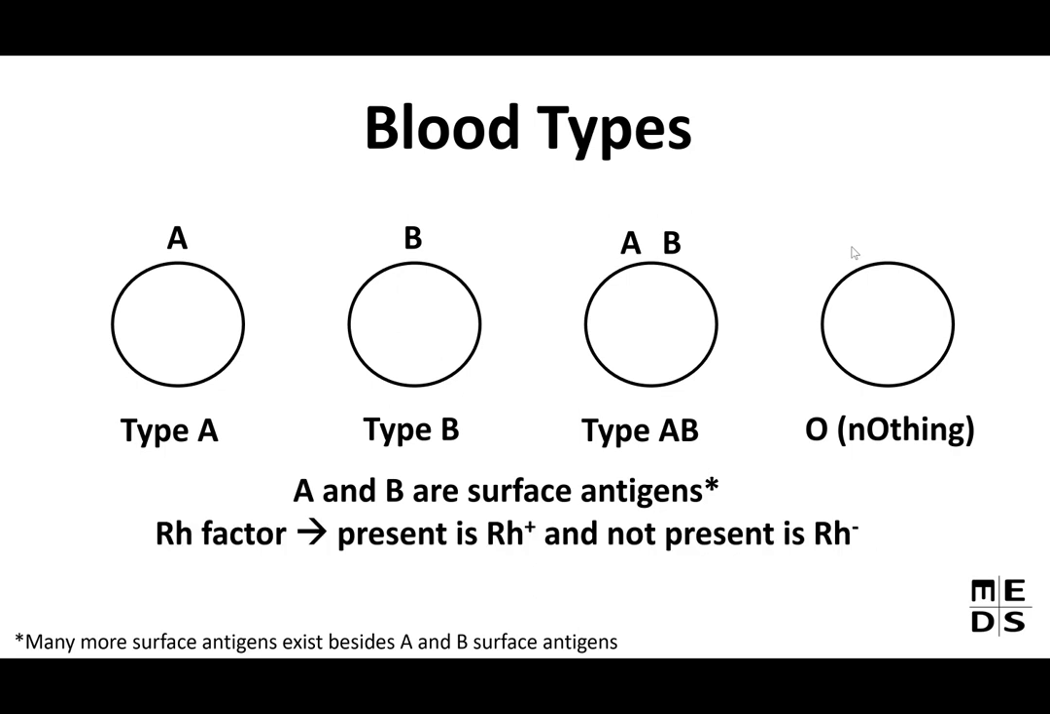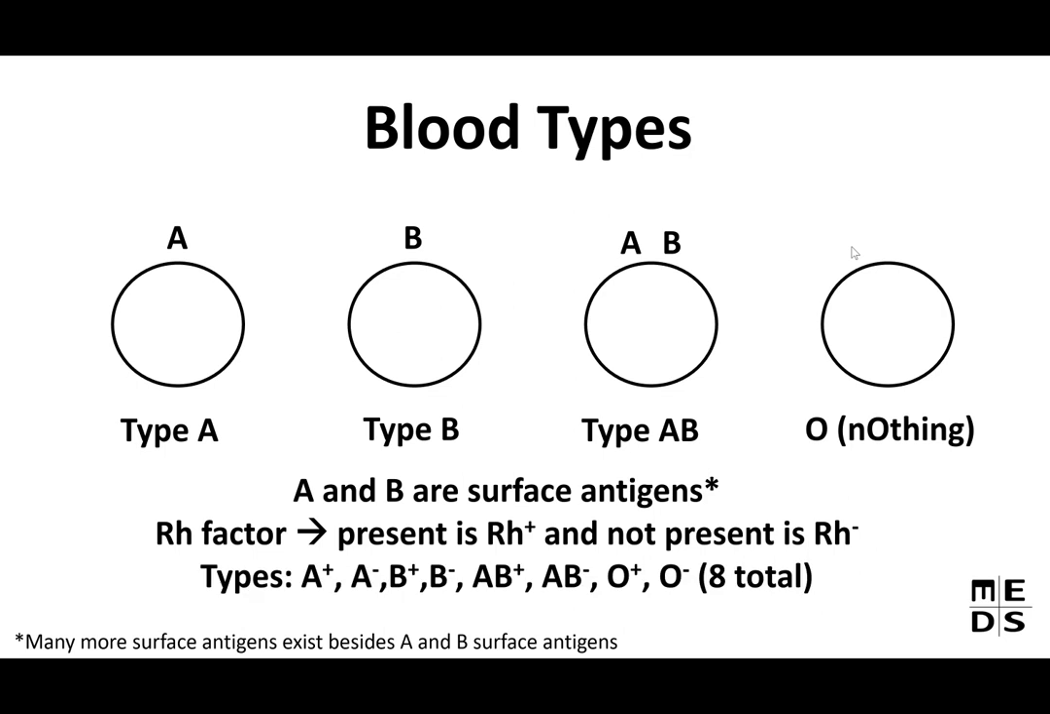So again, the RH factor, which is not in this diagram, is another surface antigen. If you have it, it's noted RH positive, and if you don't have it, it's RH negative. And then there are 8 total types. You can have A positive, A negative, B positive, B negative, AB positive, AB negative, O positive, and O negative. So those are the 8 total that you can have.